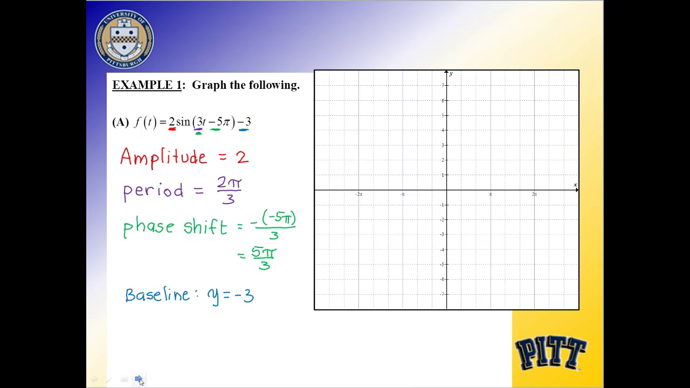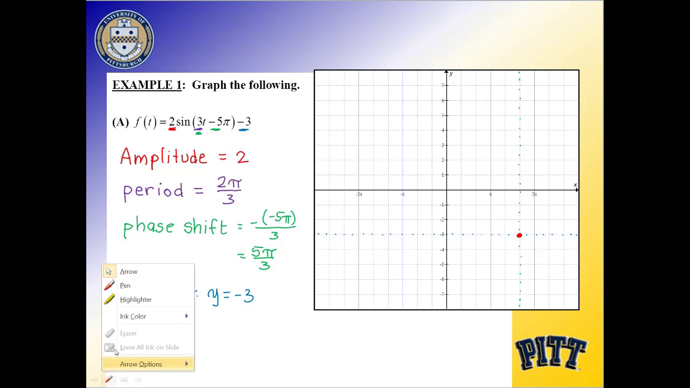So when I start the graphing process, I start with the phase shift and the baseline to create my new axes. So I can see my phase shift takes me over here to where 5 pi over 3 is. And I take my baseline down here to -3. And I know a sine graph starts on its baseline. So it's going to start where these guys are intersecting each other.